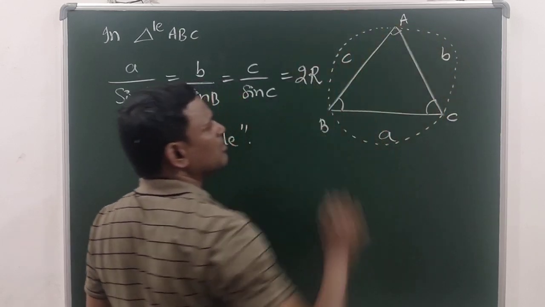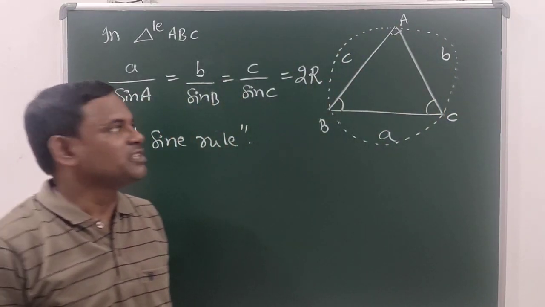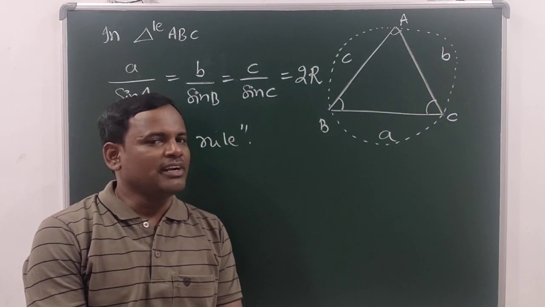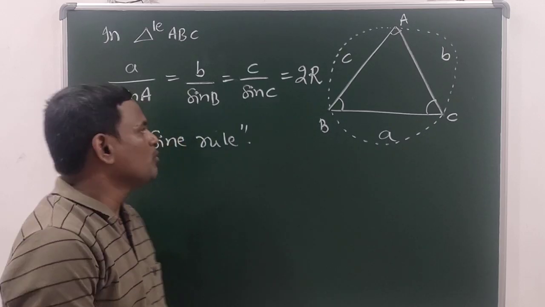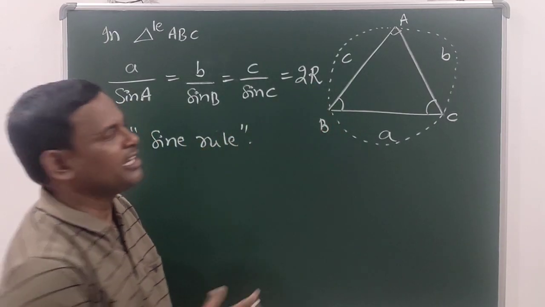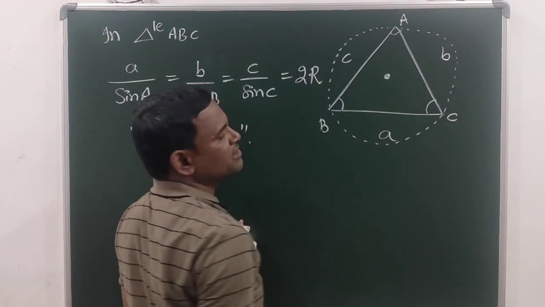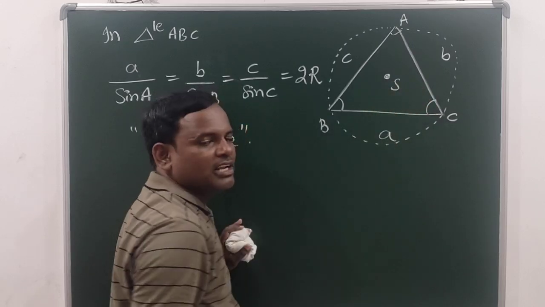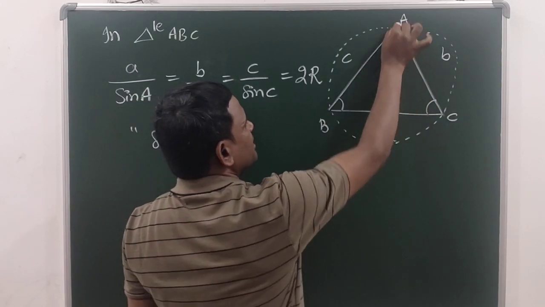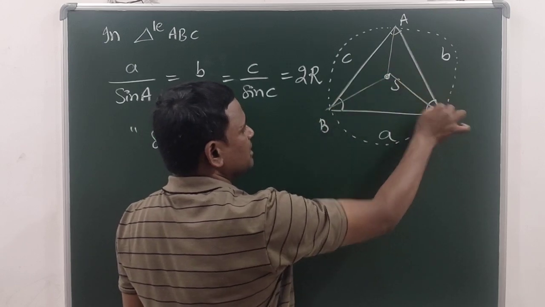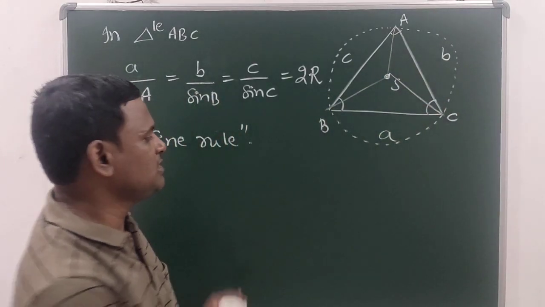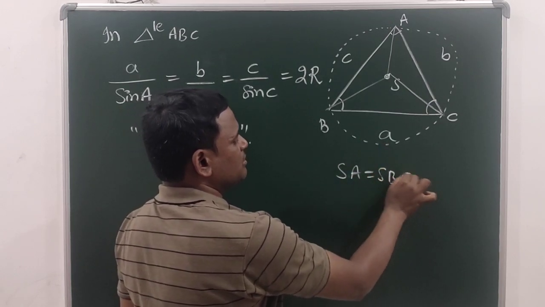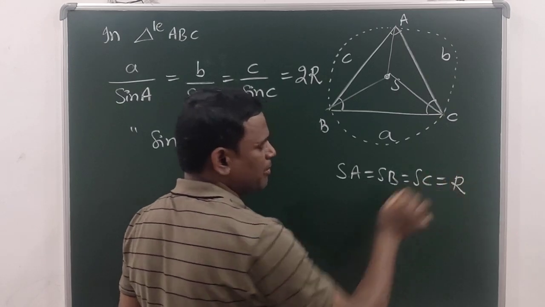This is what? That is the circumcircle, which is passing through 3 vertices of triangle ABC, whose radius is denoted by capital R. Here you get the center of the circumcircle over here. It is denoted by the letter S. Now SA, SB, SC, these 3 represent radii, SA, SB, SC, each equal to capital R.